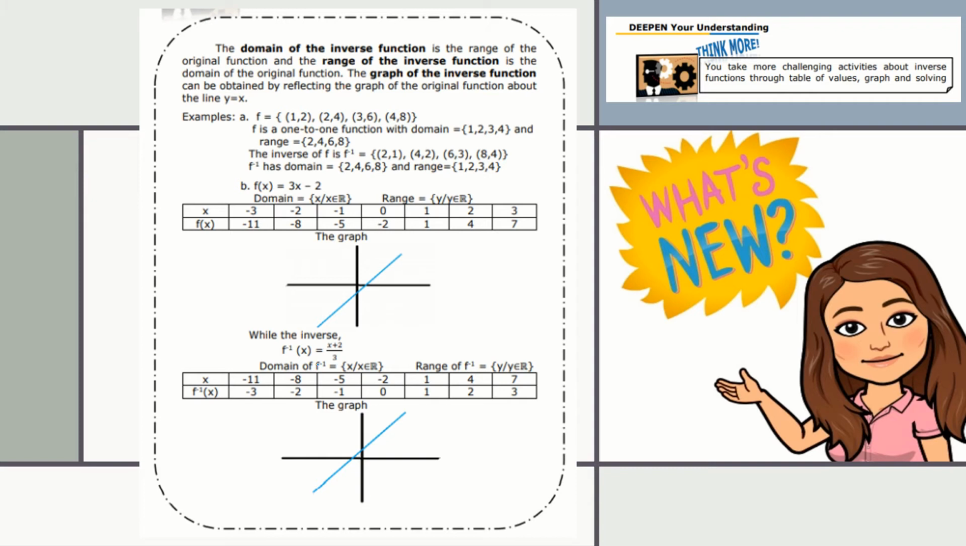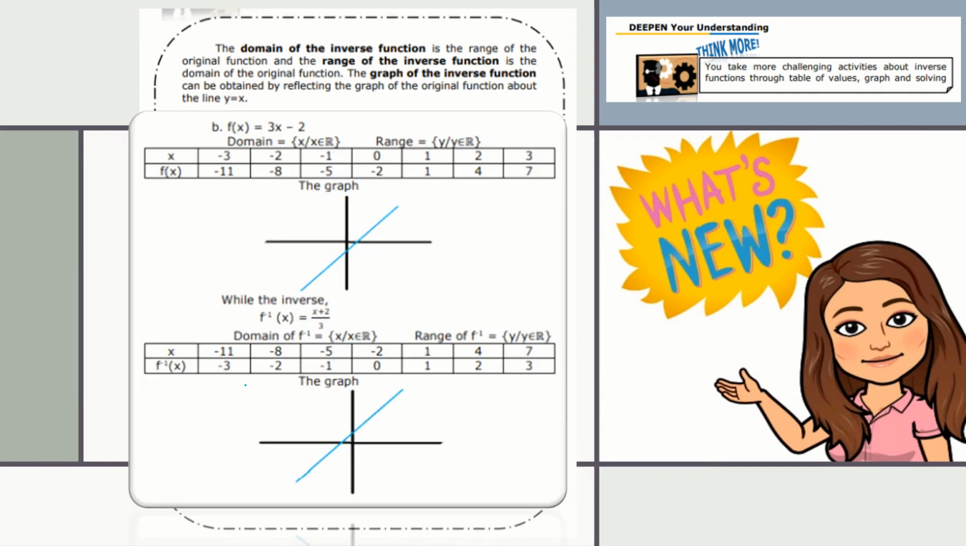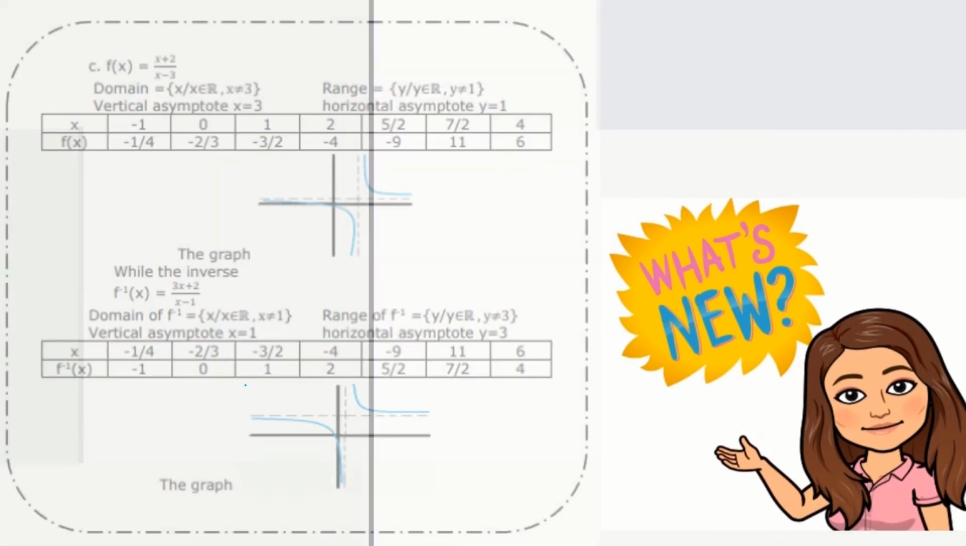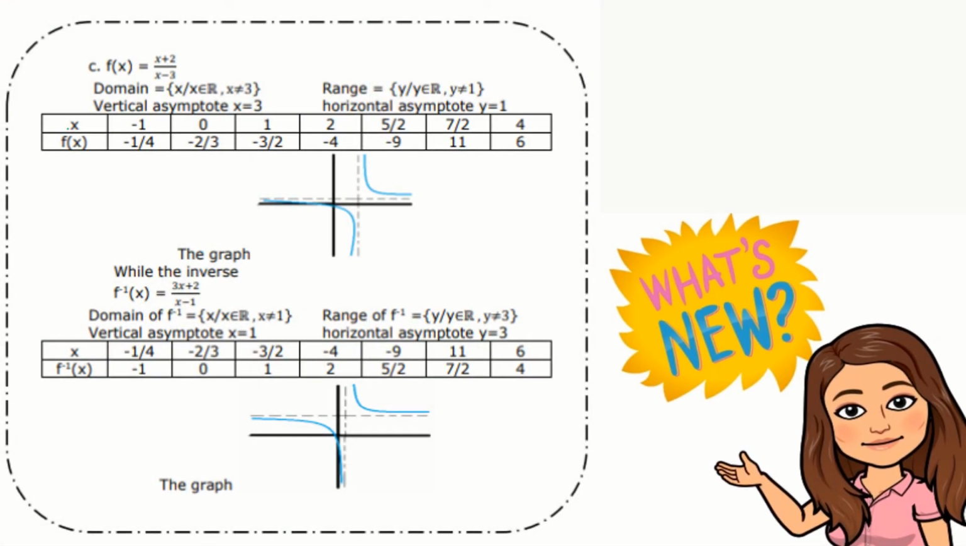For letter B, I've shown you the graph. Now let's go on to the domain. f of x is equal to 3x minus 2. The domain is the set of all real numbers, so that becomes the range. The range is the set of all real numbers as well, and that becomes the domain. Now look at the values: negative 3, negative 2, negative 1, 0, 1, 2, 3. You can assign any values for x, solve for y, and then graph. Now in the inverse, the x values become the y values, and the y values become the x values. This will be clearly shown in the next example. Okay, we have example C. Now this is a rational function.